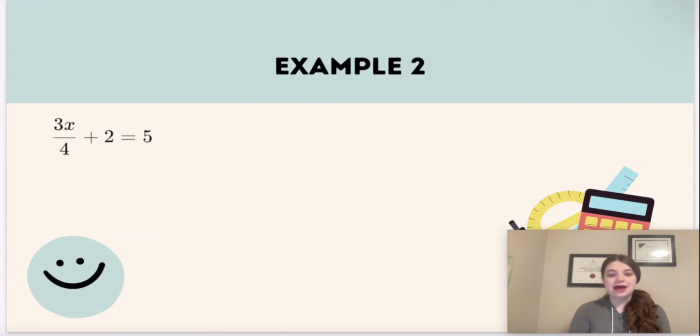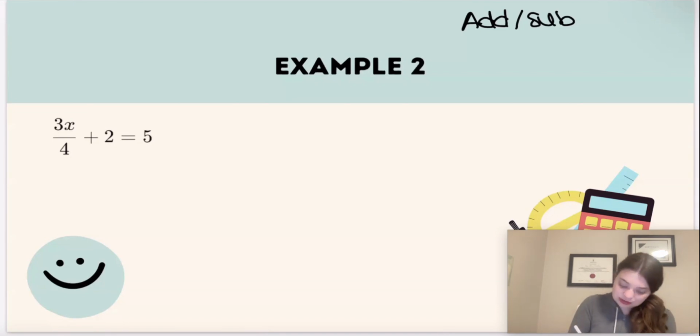So for this one, we have 3x divided by 4 plus 2 is equal to 5. So here again, we first need to start with undoing addition and subtraction. Is there any addition or subtraction to undo on our left side, the same side that x is on? The answer is yes, there is. We need to subtract 2 in order to get rid of it. If I subtract 2 from both sides, I get 3x over 4 is equal to 5 minus 2, which is 3.